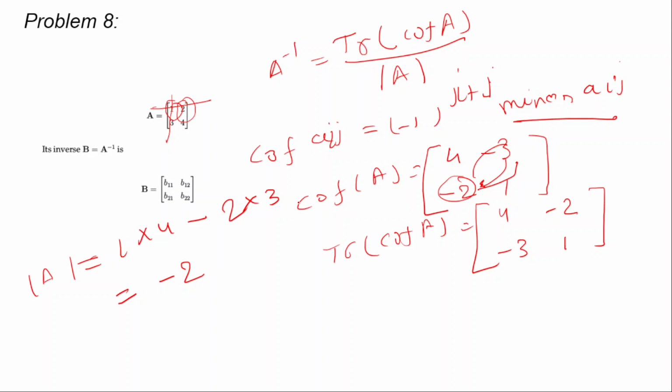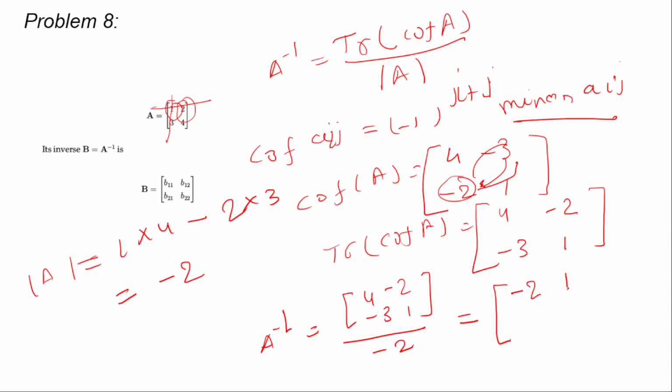So now if we put this into the equation, what will we get for A inverse? It will become the matrix 4, -2, -3, 1 divided by -2, which, if we divide by -2, will be equal to -2, 1, 3 by 2, -1 by 2. Okay, so this will be your A inverse matrix.